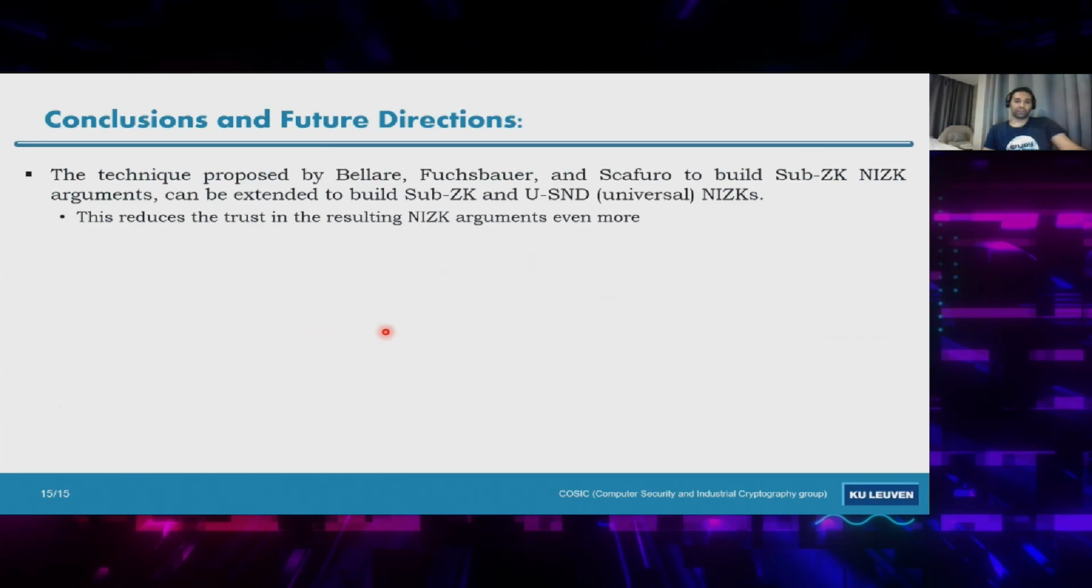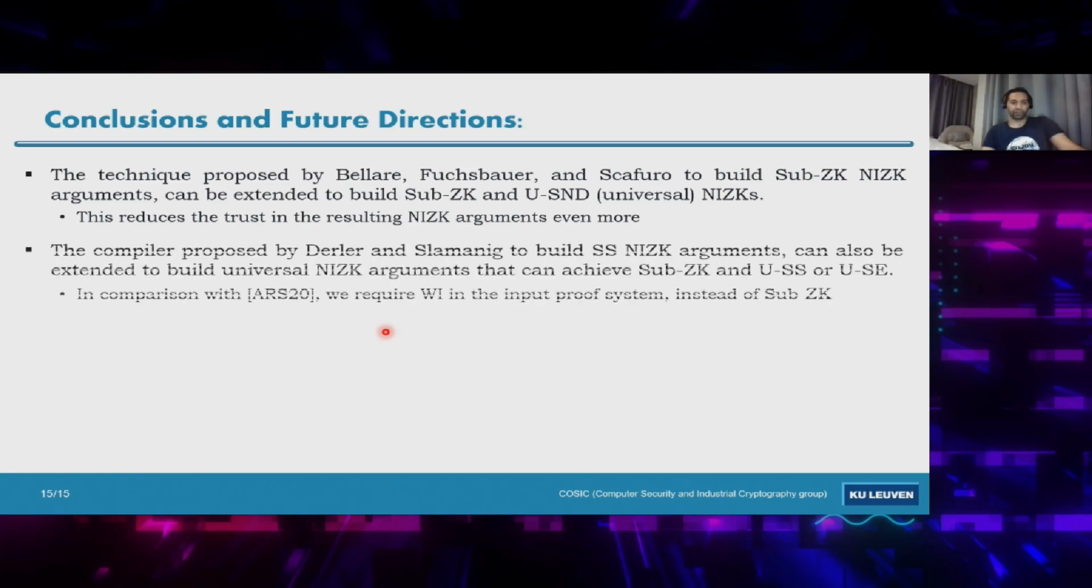So to conclude and to introduce some future directions, we showed that the technique proposed by Bellare, Fuchsbauer and Scafuro to build subversion range NISC arguments using non-interactive zaps can also be extended to build subversion range and updatable sound NISCs. And this basically reduces the trust in the resulting NISC argument even more. That was the main goal of their study. And the cool thing is that now the resulting NISCs also are universal, as before. But I mean, it was not discussed in that work.